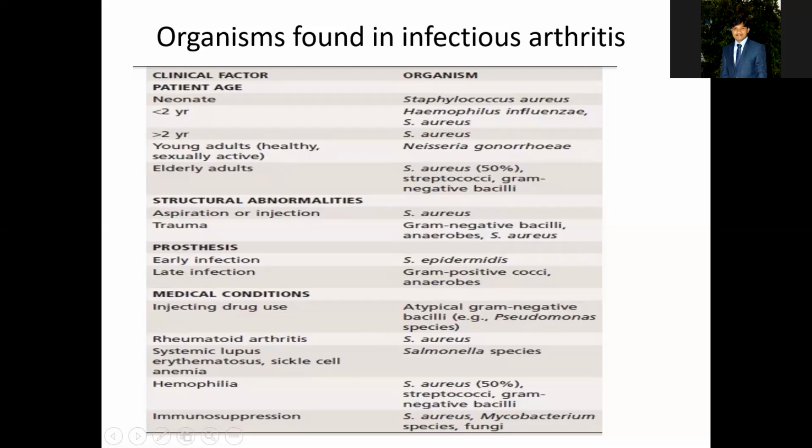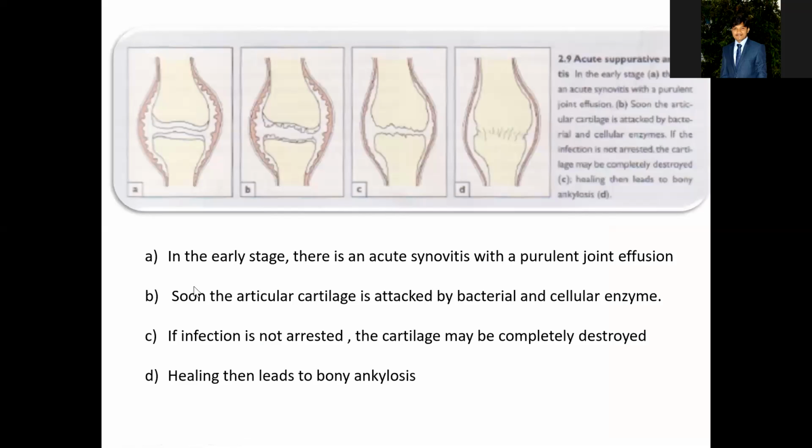In the early stage of septic arthritis, synovitis occurs with purulent effusion. Next, articular cartilage is damaged by bacterial and cellular enzymes. If infection is not treated, the cartilage may be completely damaged with bony ankylosis. Fibrous ankylosis occurs in TB arthritis.